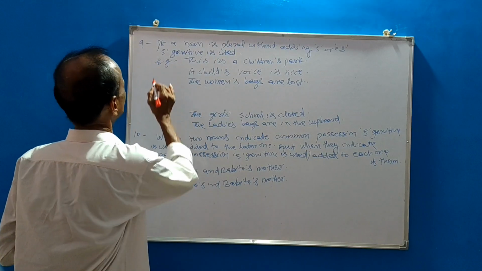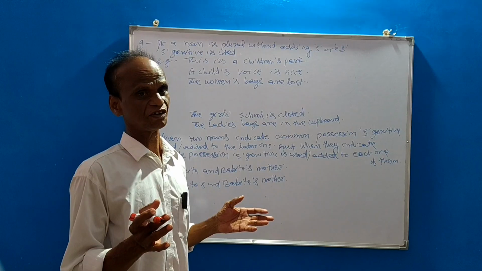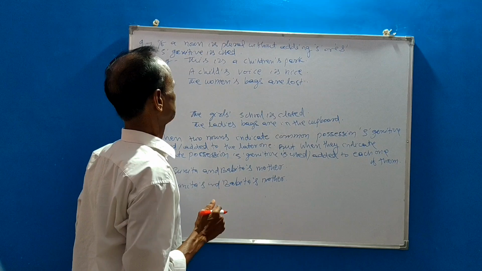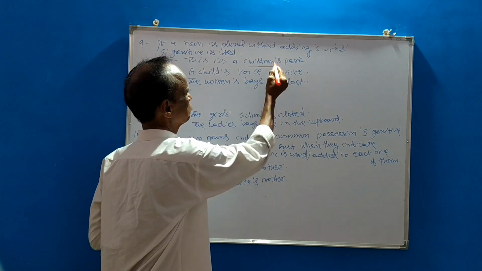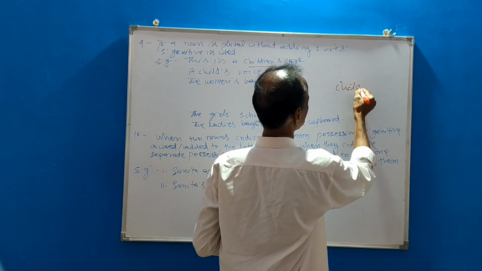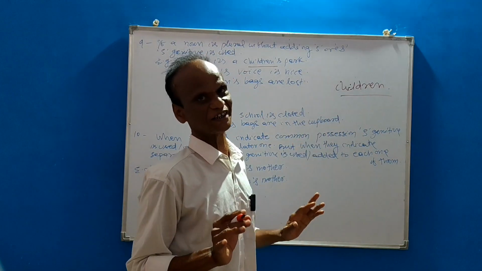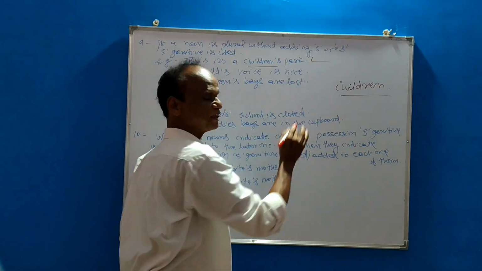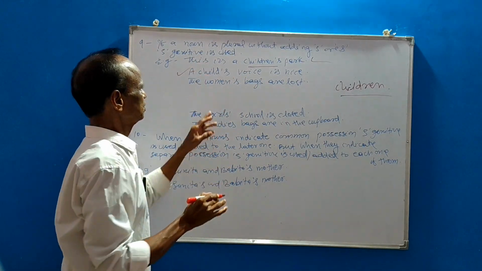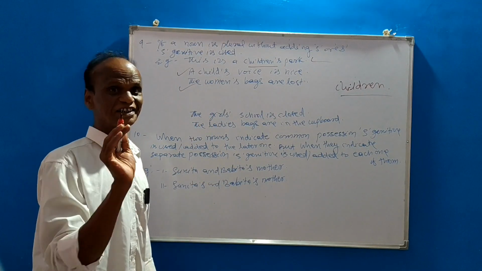Next, point 9. If a noun is plural without adding S or ES, there is no S or ES at the end of the word, S genitive is used. This is a children's park. Children, plural number. There is no S or ES. At that time, S genitive is used. Similarly, a child's voice is nice. Correct. The woman's bags are lost. Correct.